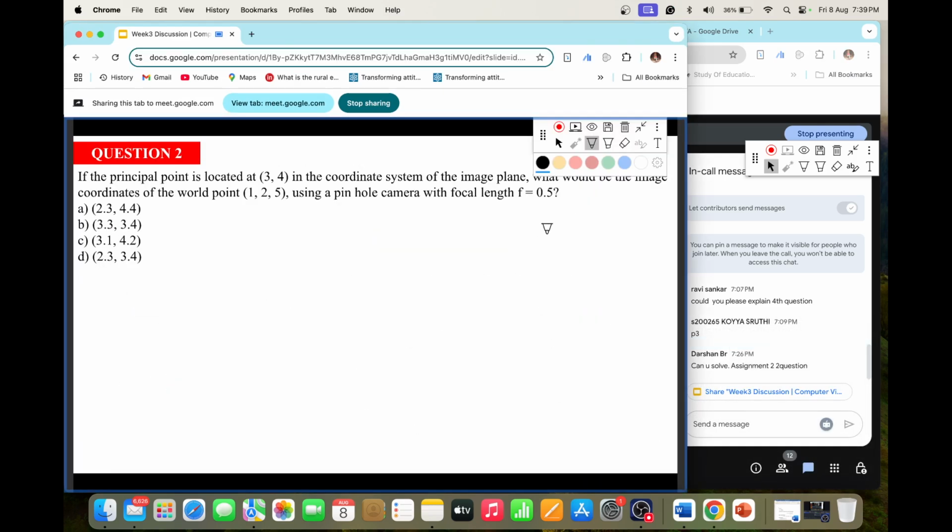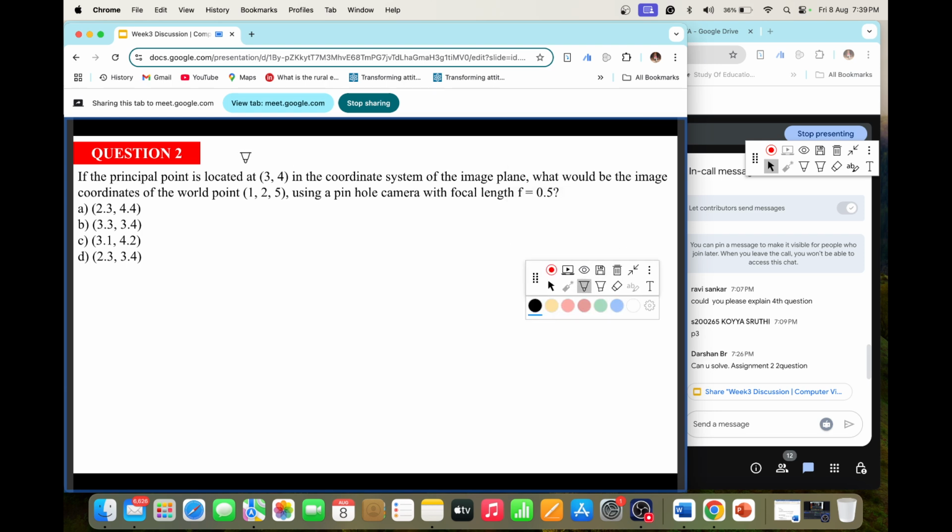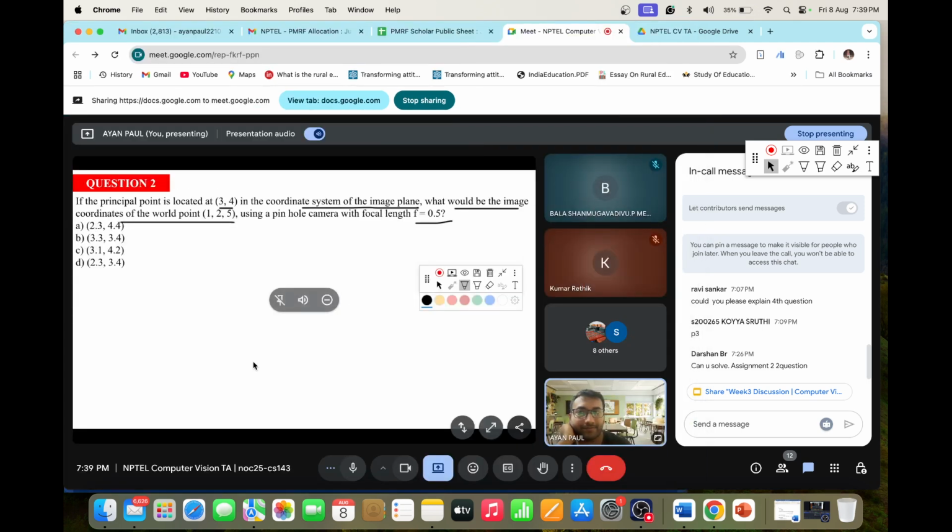Yeah, so let's move on to the next question. If the principal point is located at 3, 4 in the coordinate system of the image plane, what would be the image coordinate of the world point 1, 2, 5 using a pinhole camera, focal length f equals 0.5? So any guesses how we can do it?